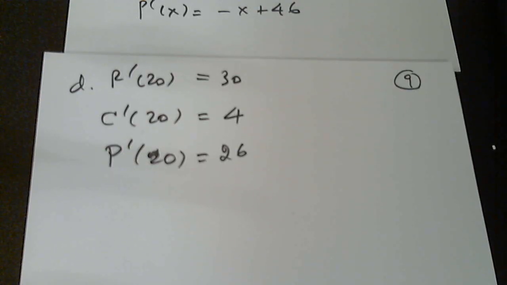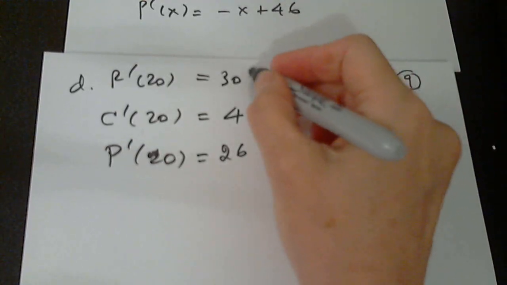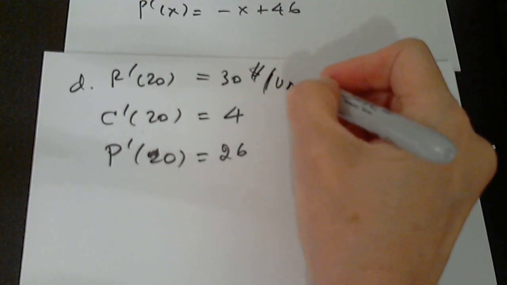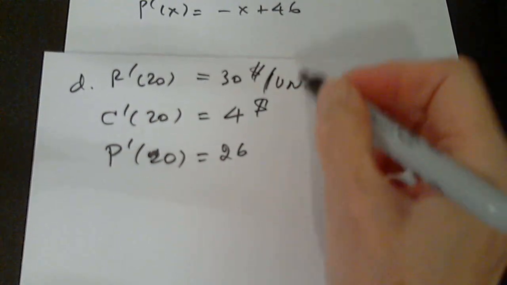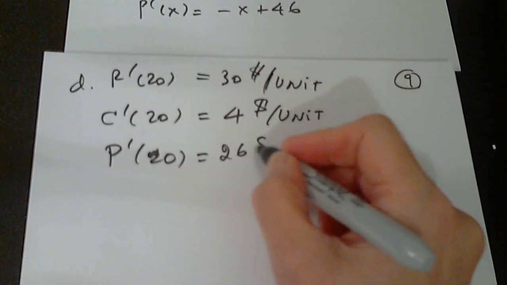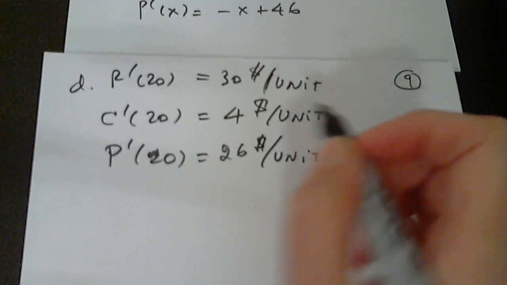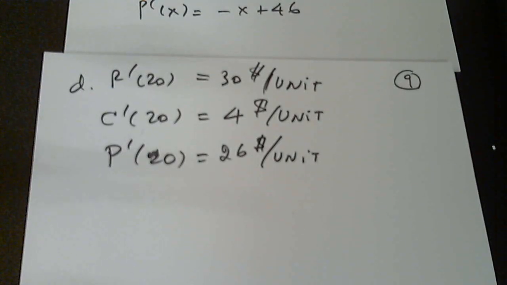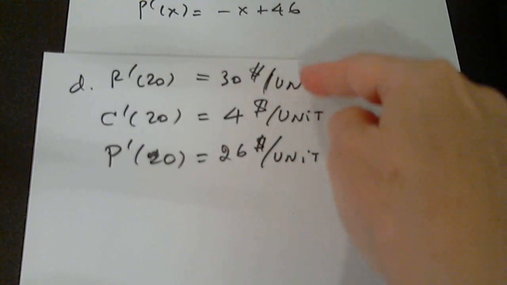Lauren, what do you think? I would just say units, but I'm not sure. It's a rate of change, so it's dollars per unit. Dollars per unit. The rate of change, like speed, miles per hour.